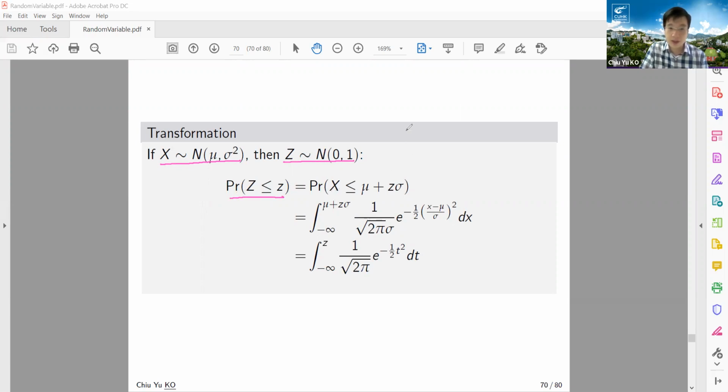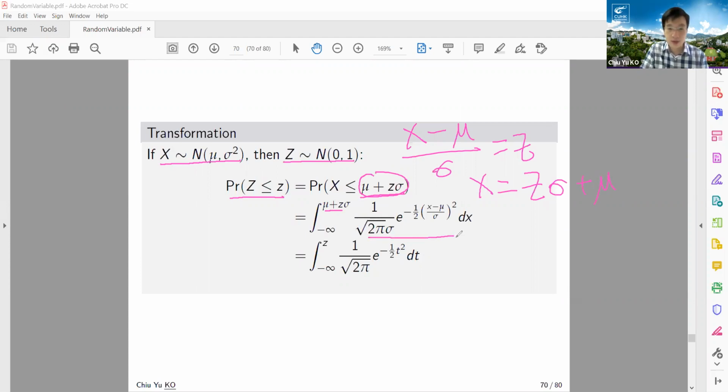Then you can rewrite, because Z, which is X minus mu over sigma, is z. So you can write X is equal to z times sigma plus mu. Okay. And that's how you write this one. And because this is a number, right? You write what is the density function, the cumulative distribution function. That's what you have here.